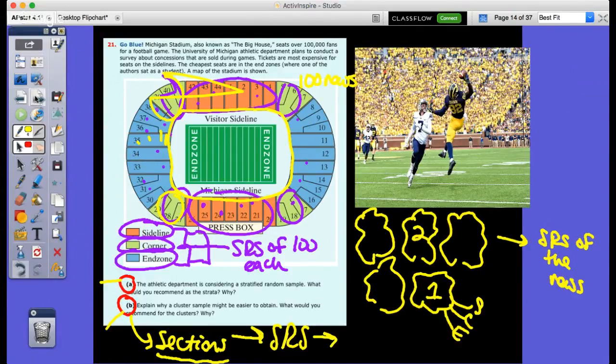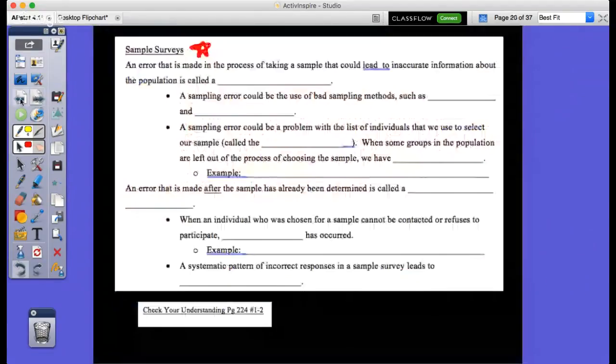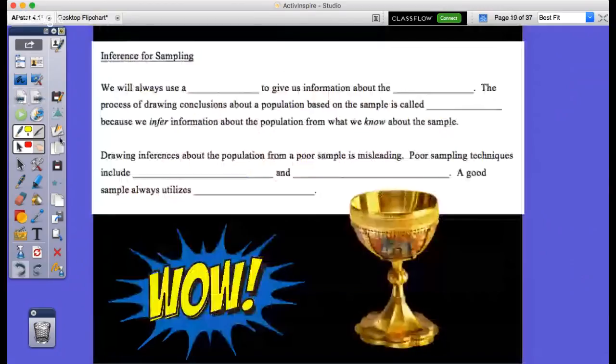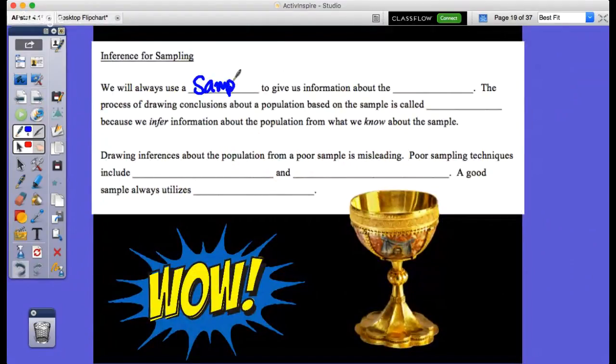All right, with that being said, let's go into these notes that are here, okay? We've got one page of notes here. You'll see it on that side. So let's go. We will always use a sample to give us information about the population. That makes sense. The process of drawing conclusions about a population based on the sample is called inference, okay?